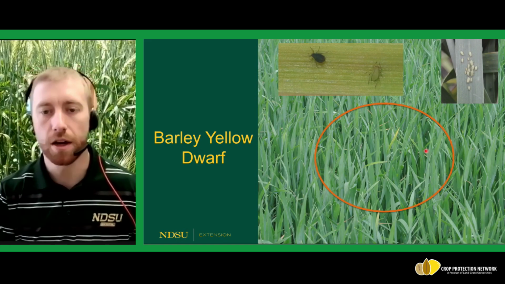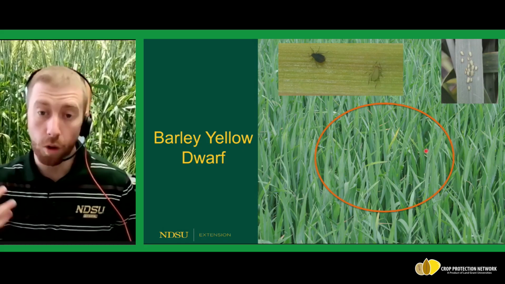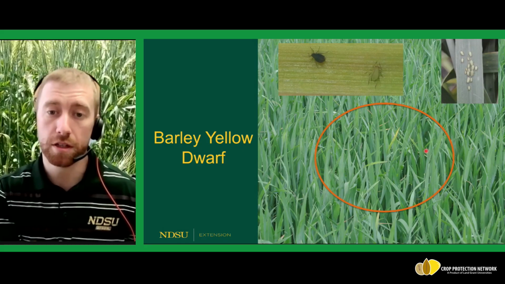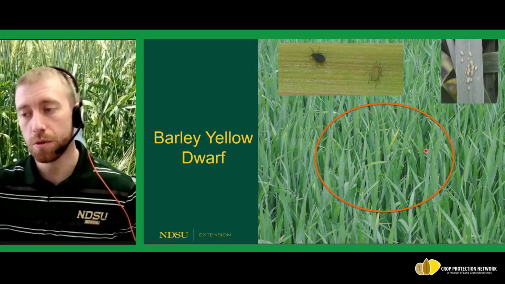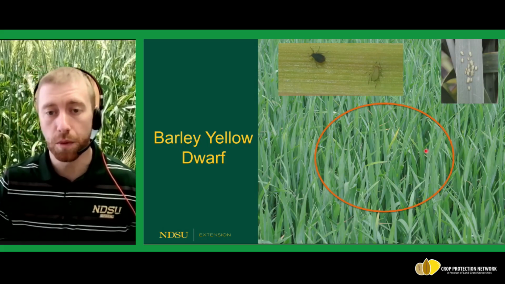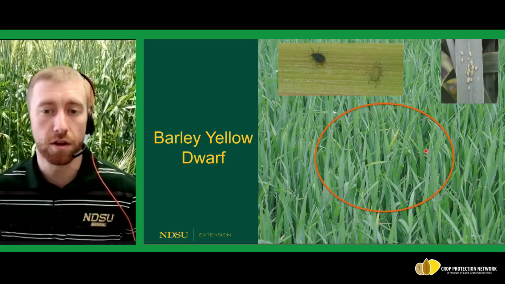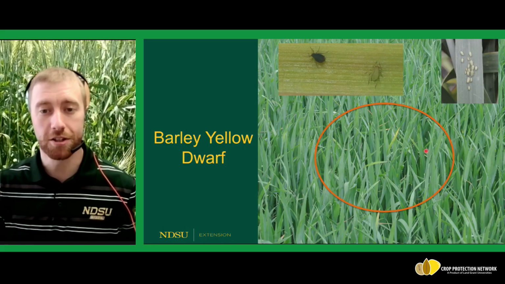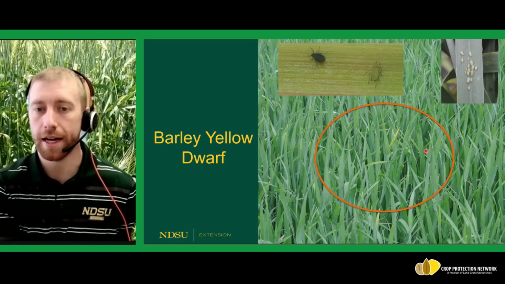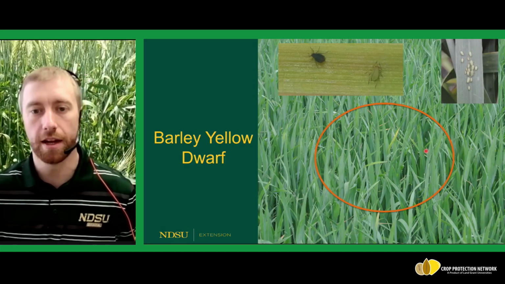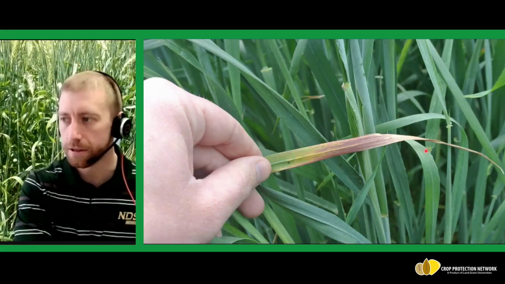Now, as you go further south in the Great Plains, you can see more issues with barley yellow dwarf, especially in the winter wheat crop. As you move northward into the spring wheat growing regions, we don't see this disease all that much, because the vector doesn't overwinter in North Dakota, so we're reliant on those southerly wind currents to carry the aphids, but also the virus in this case.